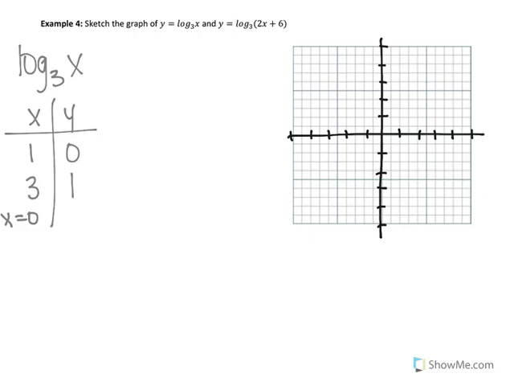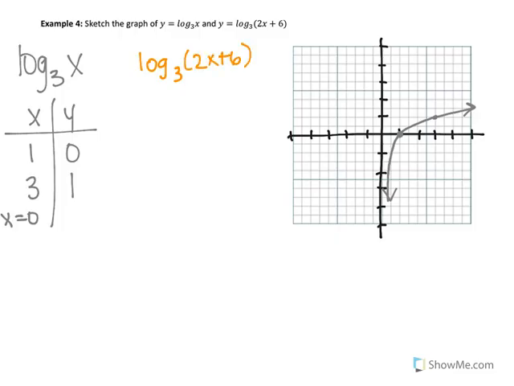Okay, so it would be a point at (1, 3) and (1, 1). So there is my graph. Okay, for our log, what is it? Log base 3 of 2x plus 6.